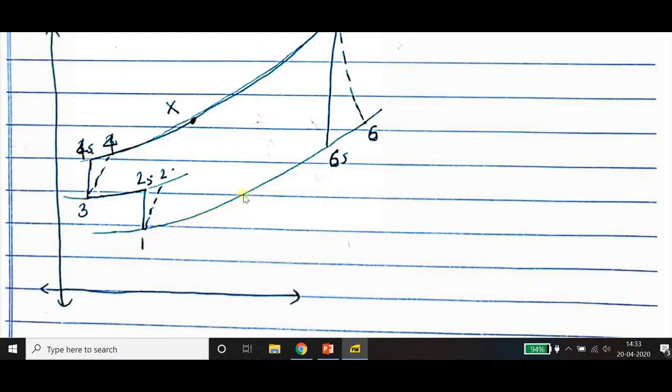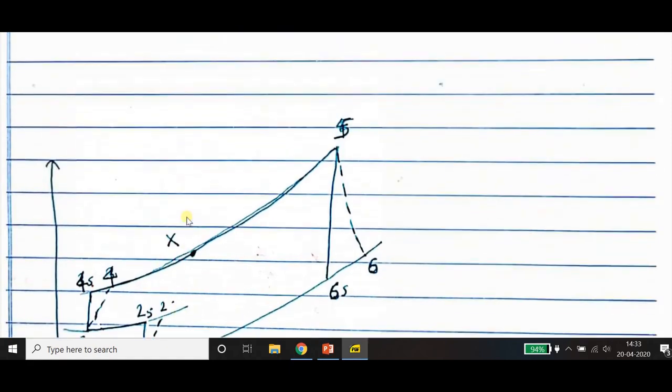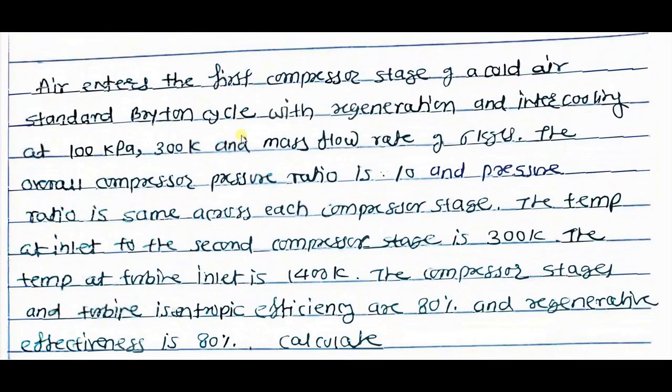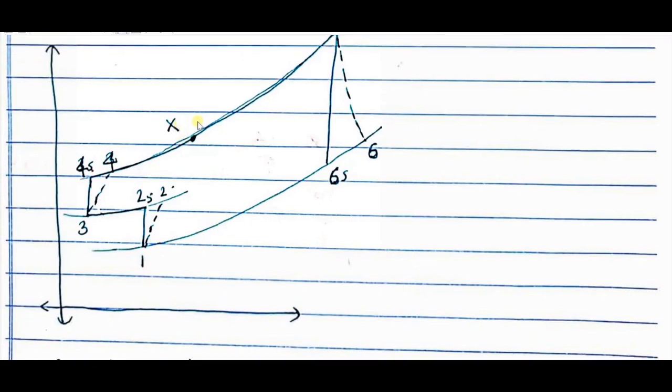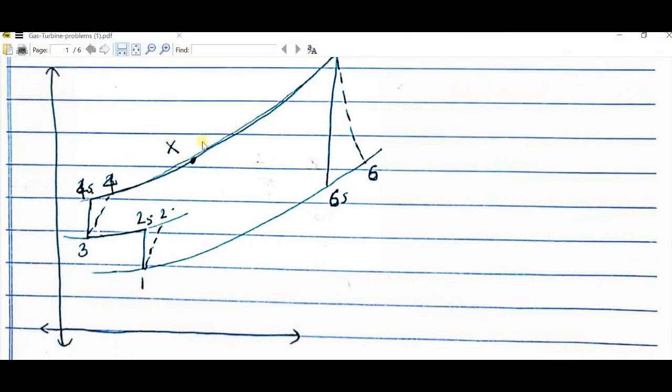This pressure line is 100 kilopascal, and a pressure ratio of 10 is given to you. Overall compressor pressure ratio is 10. So here is 100 kilopascal, and here will be 1000 kilopascal. Okay, and you have to find out the intermediate pressure.